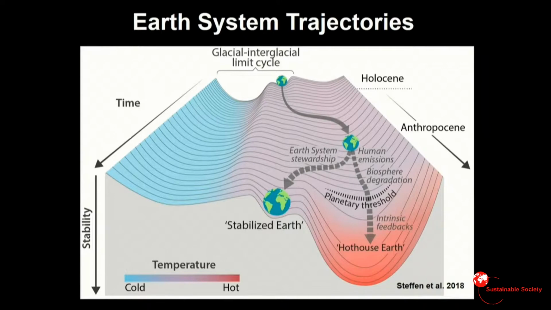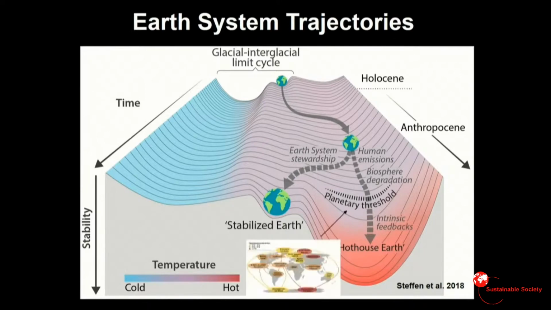But our challenge is to change the direction of where the Earth system is going toward that valley on the left called stabilized Earth. That's very important. That's the Paris climate targets. That's the stopping the degradation of the biosphere and restoring it. And this is what's required, what we call Earth system stewardship is required to reach stabilized Earth. That's our challenge. Next slide.